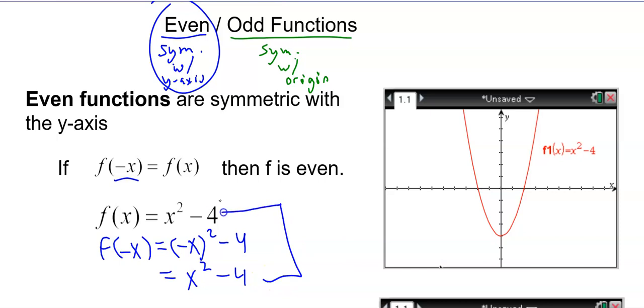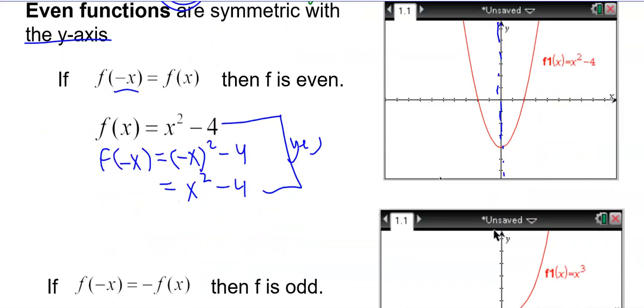Is that the same function we started with? Yes. So this has symmetry with the y-axis. You can kind of see the function over here. It certainly does look like the axis of symmetry is the line x equals 0 there. So this is symmetrical with the y-axis. It does pass that test. So even functions are symmetrical with the y-axis. It's basically the same test: you plug in negative x, and if it's the same, it is an even function.